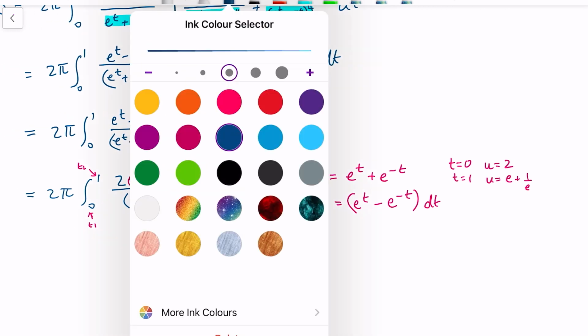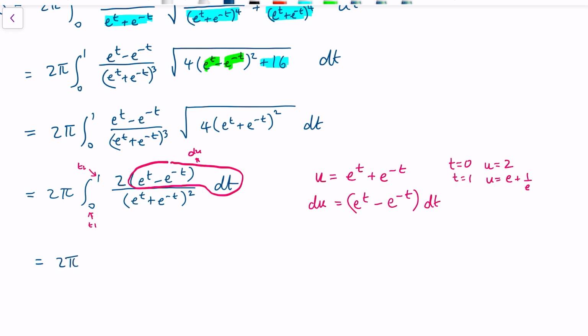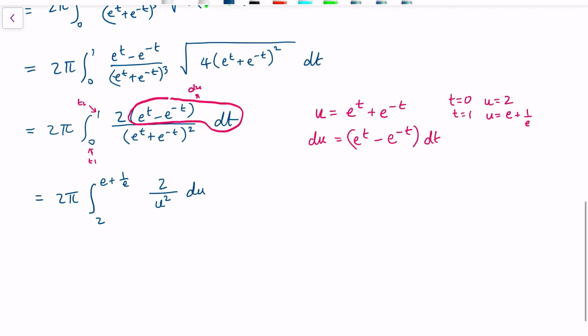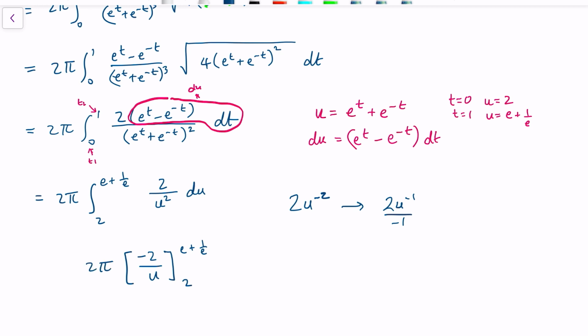The integral simplifies a lot. So we started off with something really horrible, but we're now integrating something fairly simple between u equal to 2 and e plus 1 over e. Don't forget the 2 that's sitting up there, 2 over u squared du. You would hate to get right through to here and then think that's a log. Remember 2u to the minus 2 anti-diffs to 2u to the minus 1 over minus 1. So we've got minus 2 over u between e plus 1 over e and 2, all multiplied by 2 pi.